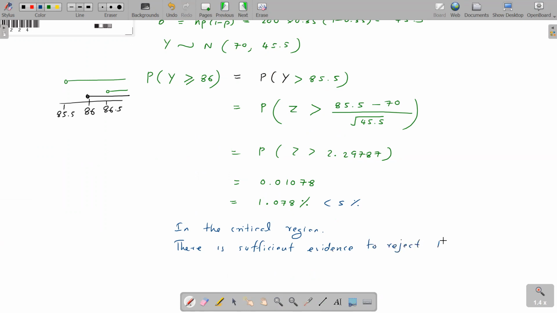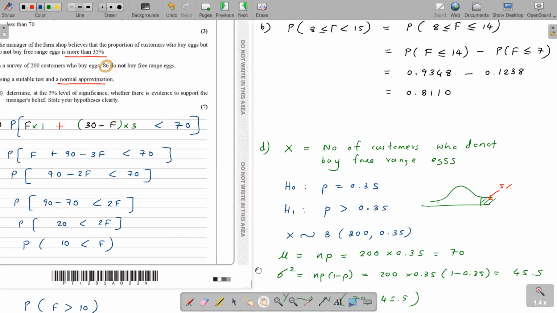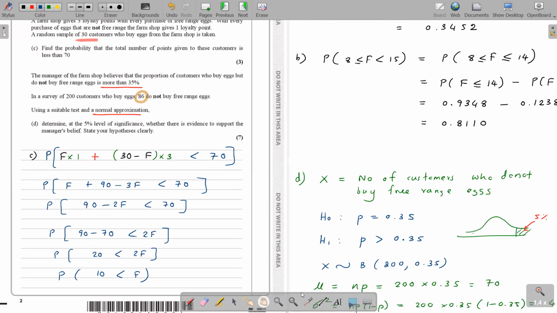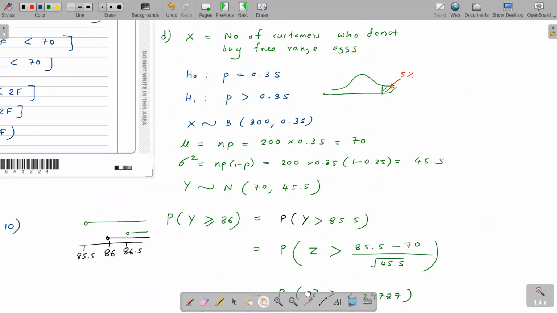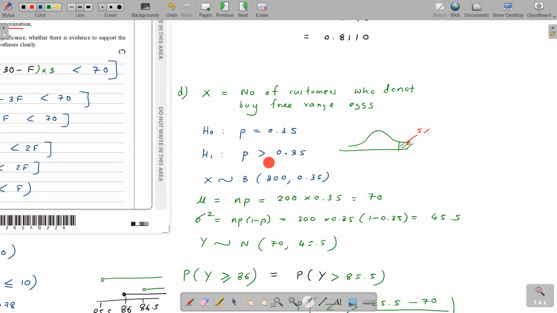So is this all the statements that we are writing? Is that all? You have to say something about the manager's belief. Now, what does the manager believe? The manager believes that the proportion of customers who do not buy free range eggs is more than 35%. So when our value falls in the critical region, we have sufficient evidence to reject H0. When we reject H0, it means we go with H1, right? So the manager also believes that the proportion is more than 35%, which means H1.